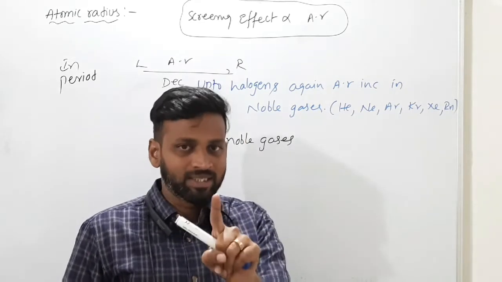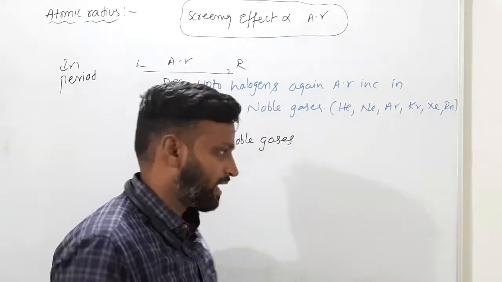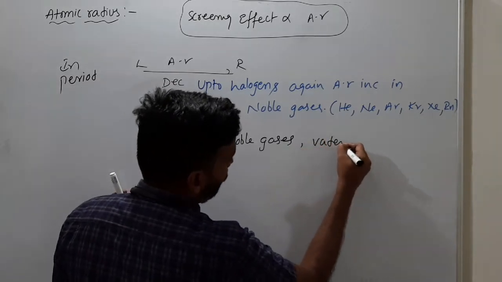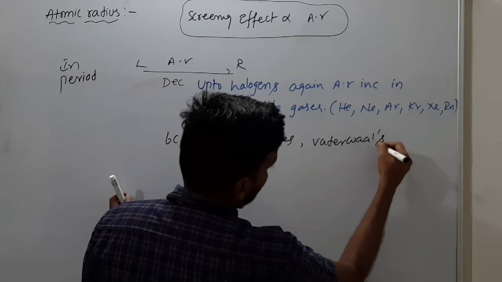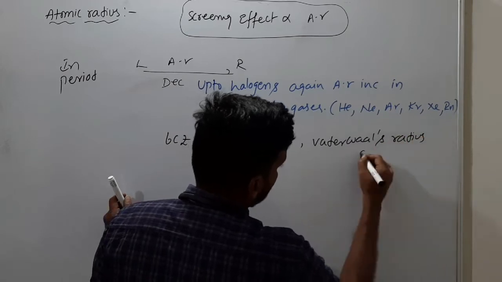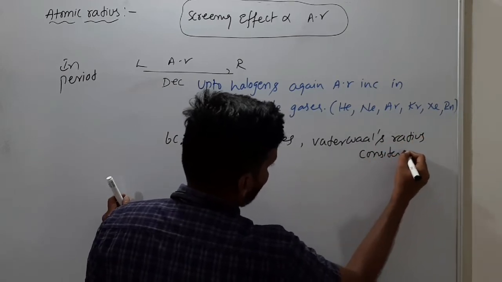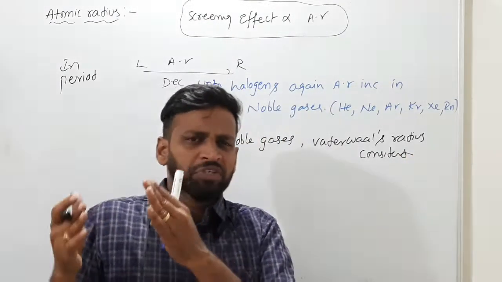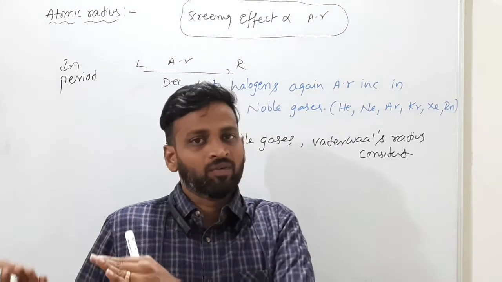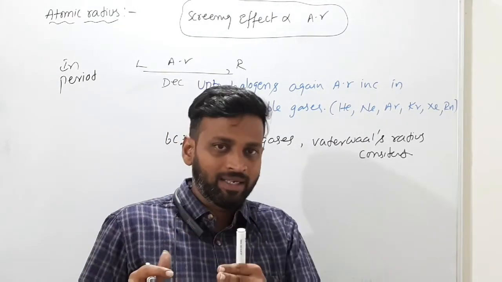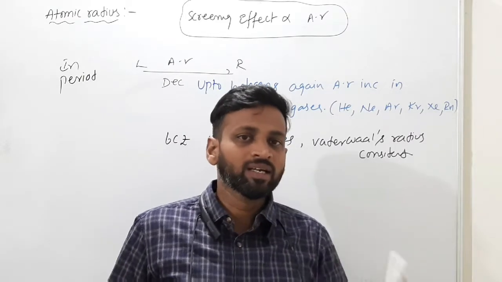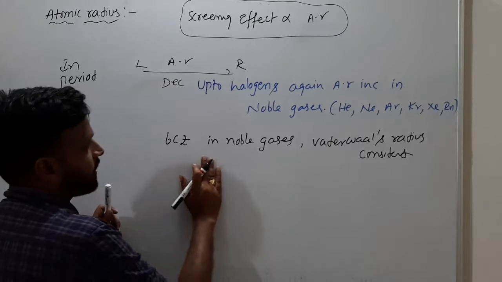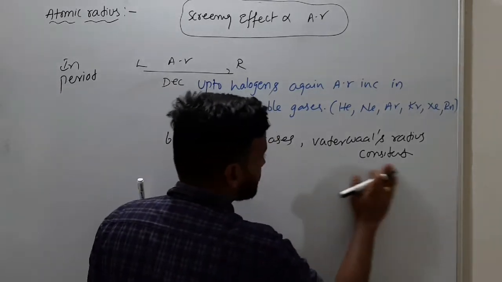I explained van der Waals radius earlier, so please repeat that video. So in noble gases, what radius is considered? Van der Waals radius is considered. Van der Waals radius is the highest: first highest is van der Waals radius, then metallic, then covalent. Ionic depends on charge, I told you. Do you remember? Yes. So those are all very important. In noble gases, van der Waals radius is considered.